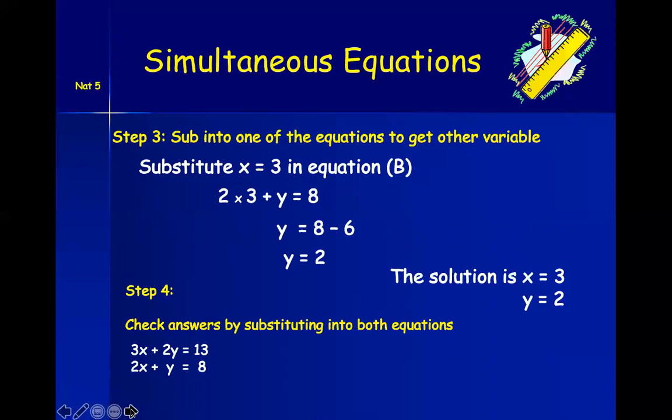I'm going to check them. 3 times 3 is 9, 2 times 2 is 4, 9 plus 4 is 13, so that's good. 2 times 3 is 6, 6 plus 2 is 8. I know this is the correct answer.